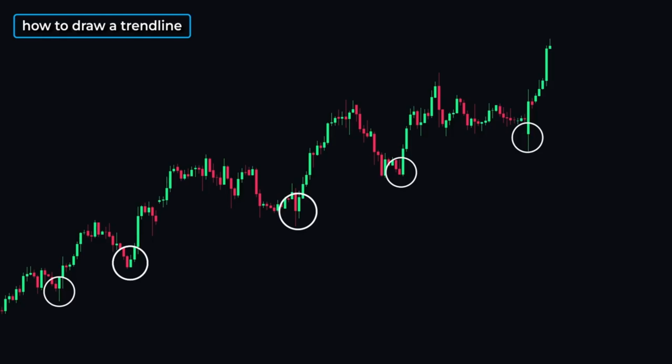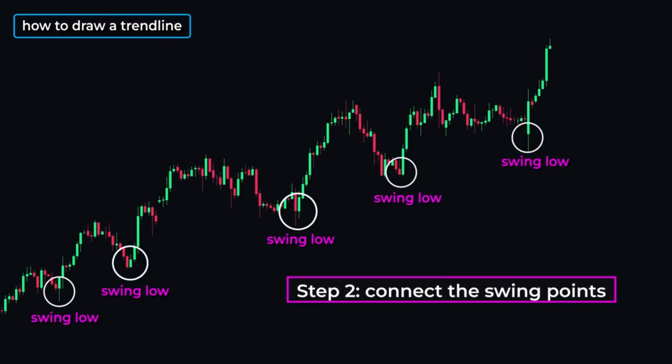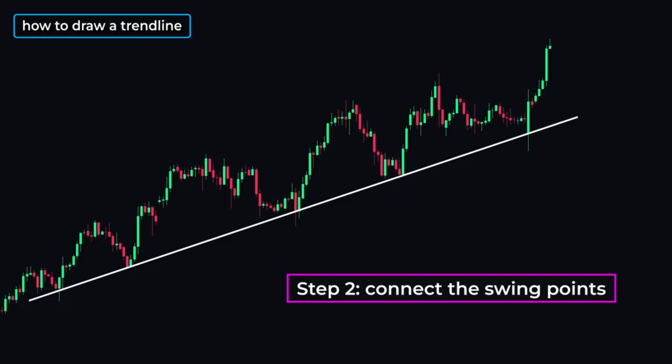However, the key here is to only mark the swing points that are major and obvious to spot. So only mark the ones that stand out. Now there needs to be at least 2 major swing points in order for us to be able to draw a trend line. In this case, we have more than enough. So once you've identified them, simply draw a straight line connecting them. So that's going to be your trend line.